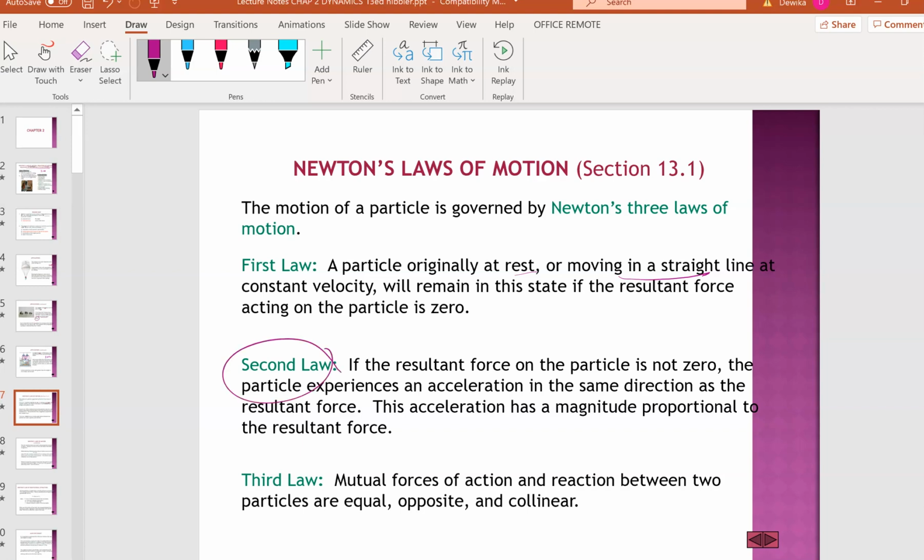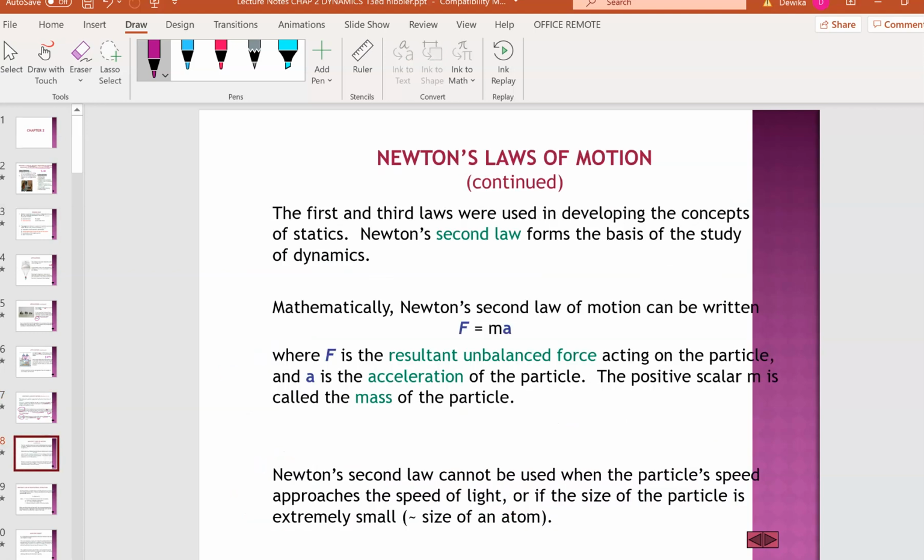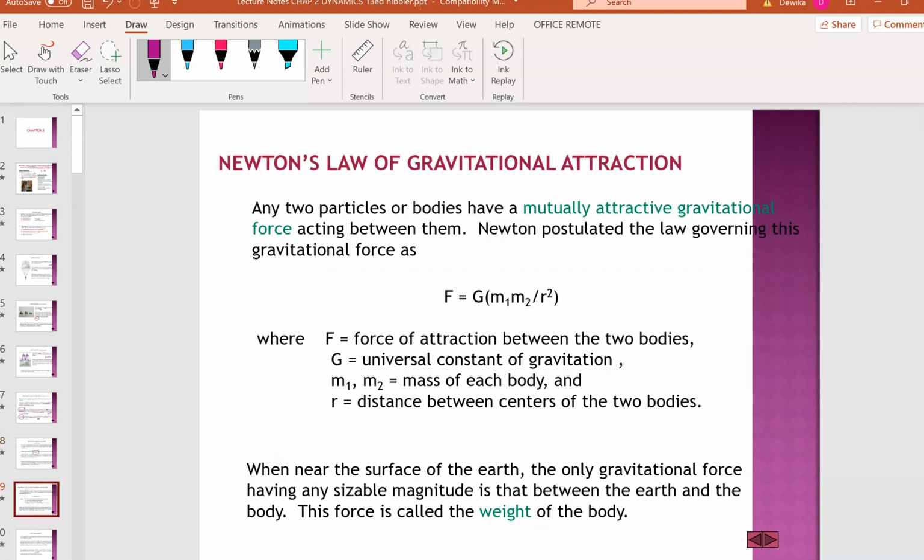Now the second law. If the resultant force on the particle is not zero, the particle experiences an acceleration in the same direction as the resultant force. This acceleration has a magnitude proportional to the resultant force. And the third law: mutual forces of action and reaction between two particles are opposite and collinear. So every action has a reaction. Your second law is more about force equals ma, and this is what we are going to explain now: F equals ma.